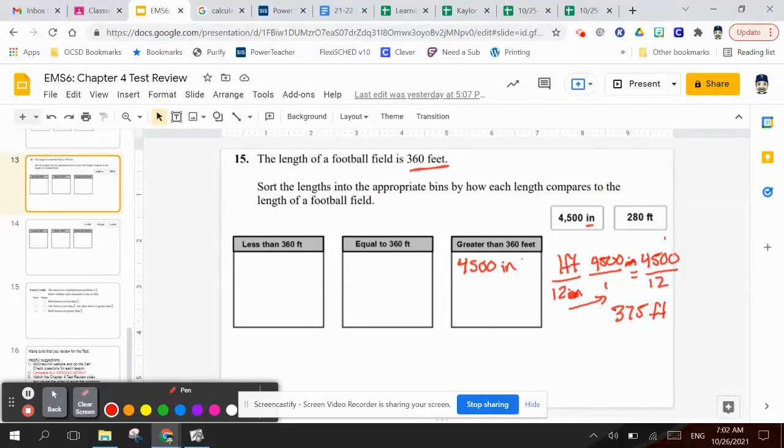If I look at another example, it says 280 feet. Well, here I'm comparing feet and feet. So all I have to do is look at the number. 280, 360. Well, I know 280 is less than 360, so that goes over here, 280 feet.